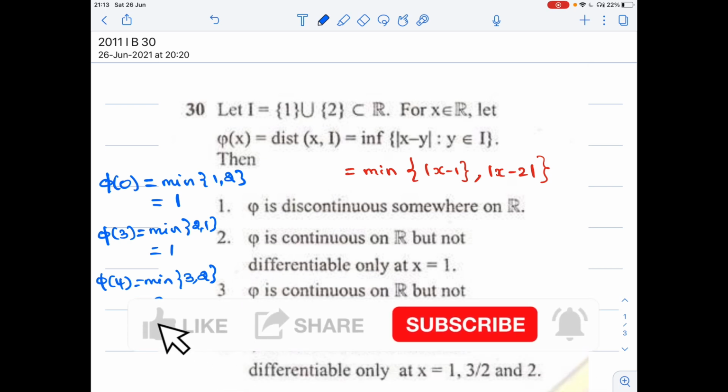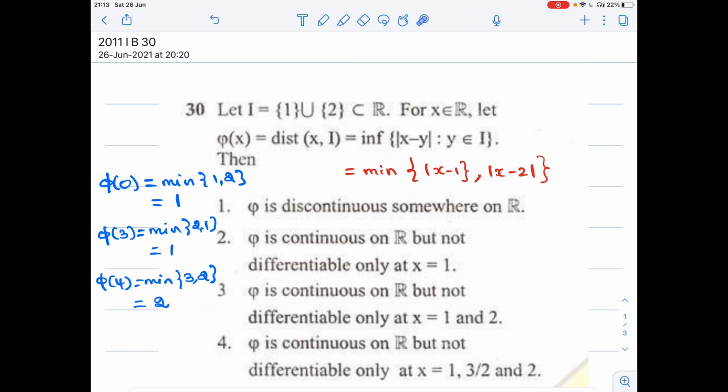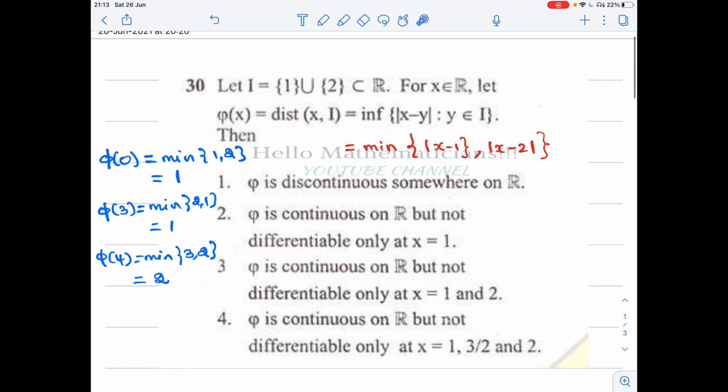Mathematicians, we see one more problem asked in CSIR. It is June 2011, Part B question. This is one of my favorite problems because you just need to draw one graph. Once you draw the graph, the answer follows. So let's see. It is given that I is a set with two elements, just 1 and 2.